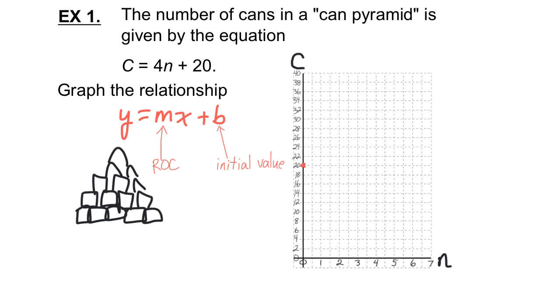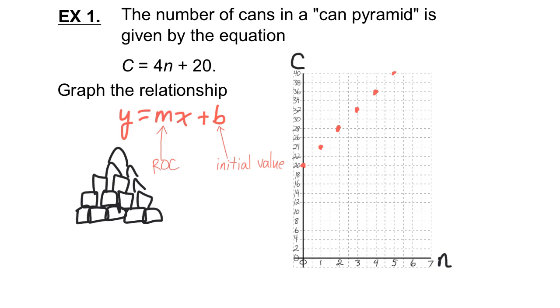Now, the rate of change is 4. So what does that mean for this graph? Well, it means every time I increase my independent variable by 1 unit, I'm going to increase my dependent variable by 4. You can think of it as the number of cans per row that it's increasing by. So if I increase n by 1, I'm over here, but I increase c by 4. That brings me up here. And since the rate of change stays the same, I can go over 1, up 4 again. And I can just keep that pattern going.